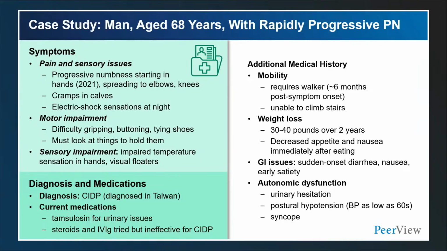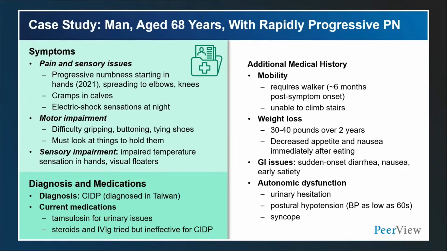Because of his rapid progression of neuropathy, his weakness in the arms and legs, and numbness and tingling, he was felt to have maybe chronic inflammatory demyelinating polyradiculoneuropathy, and was started on steroids without improvement. Then IVIG was added, but he still did not improve. He was using a walker. He wasn't able to climb stairs. He had 30 to 40 pounds of unintentional weight loss.